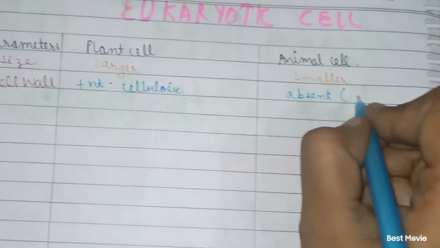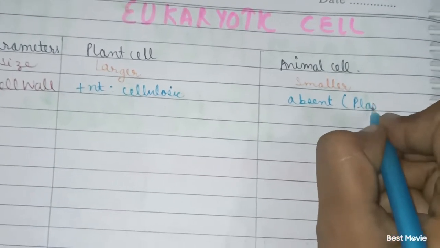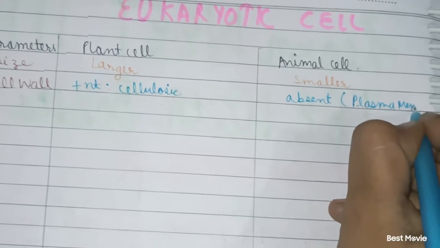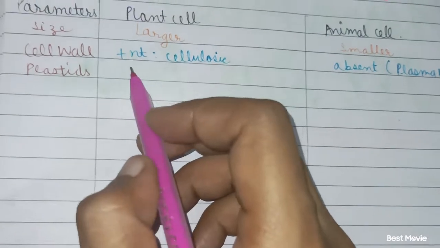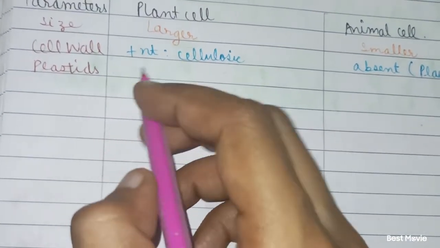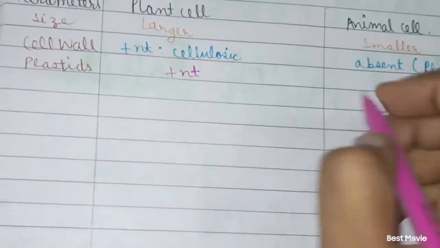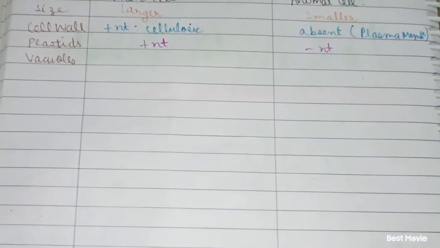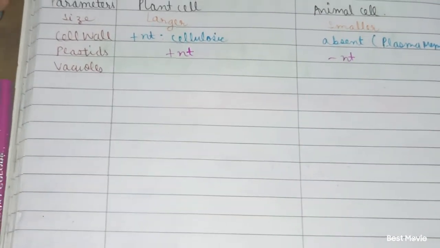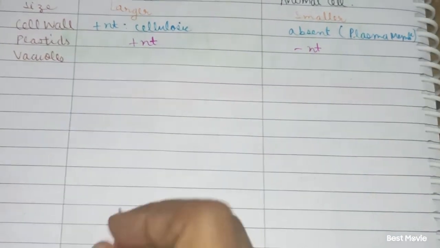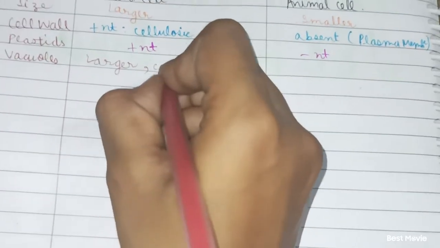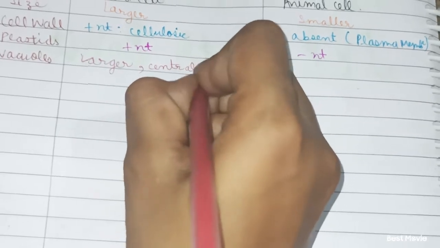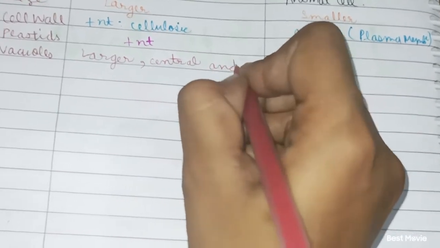The outer covering is the plasma membrane; plasma membrane is the outermost covering. The next difference is on the basis of plastids. Plastids are present in plant cells while absent in animal cells. The next difference is on the basis of vacuoles. Vacuoles are larger, central, and permanent.